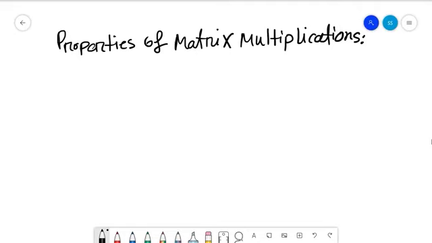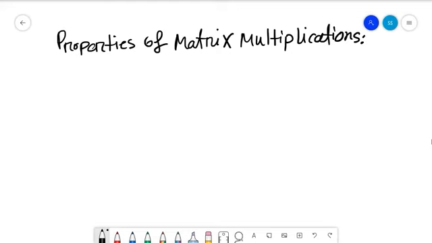Hello everyone, and in the previous lectures we saw how to multiply matrices. That is, we talked about matrix multiplications. Now today we want to take a look at the properties that matrix multiplications satisfy. So today we talk about these properties and we will also try to prove them.